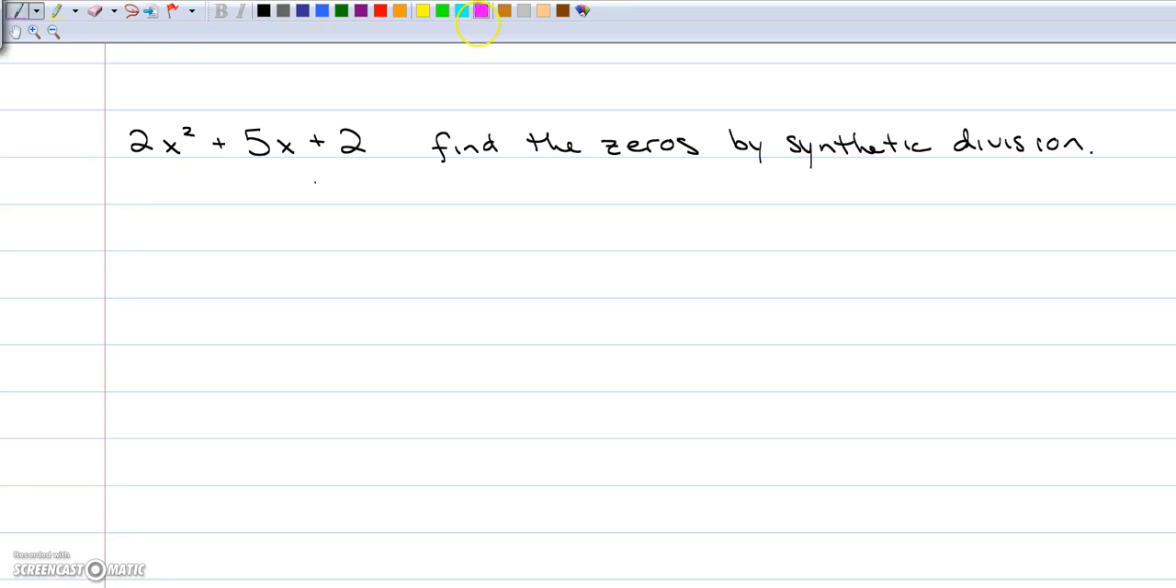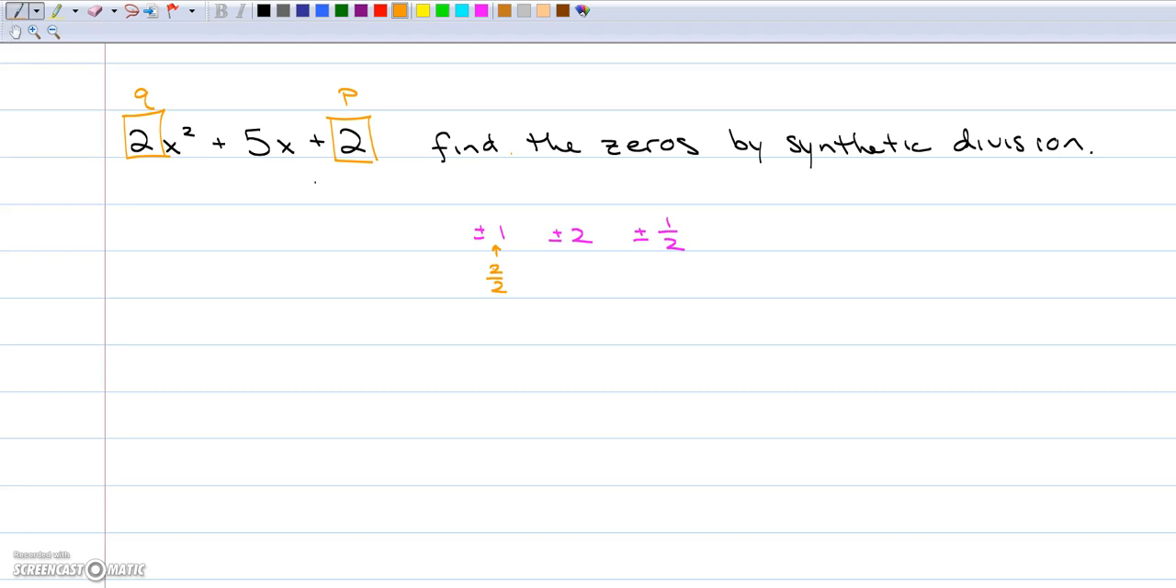The idea is this. I only want you to use the following numbers: ±1, ±2, and ±1/2. That's not for all problems. That is for this problem only. And the reason why I'm choosing those numbers is because of the leading coefficient and the constant term. If I take the constant term and put it over the leading coefficient, I would have 2 over 2. That's 1.